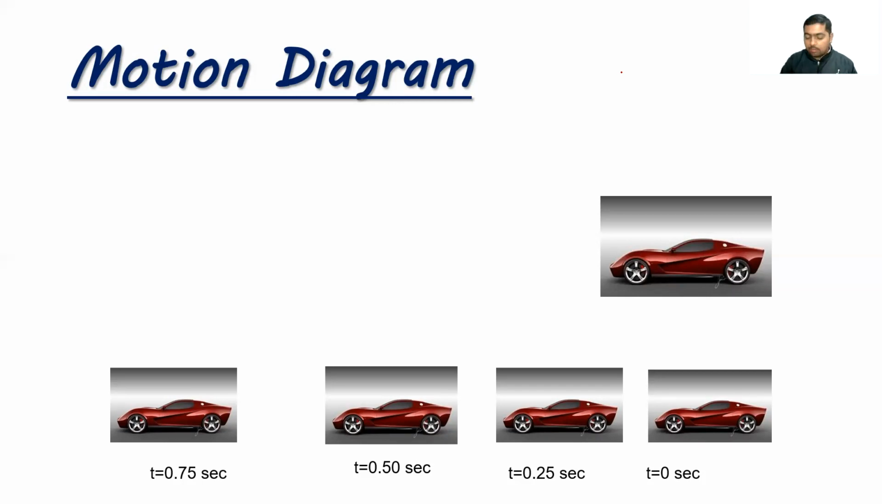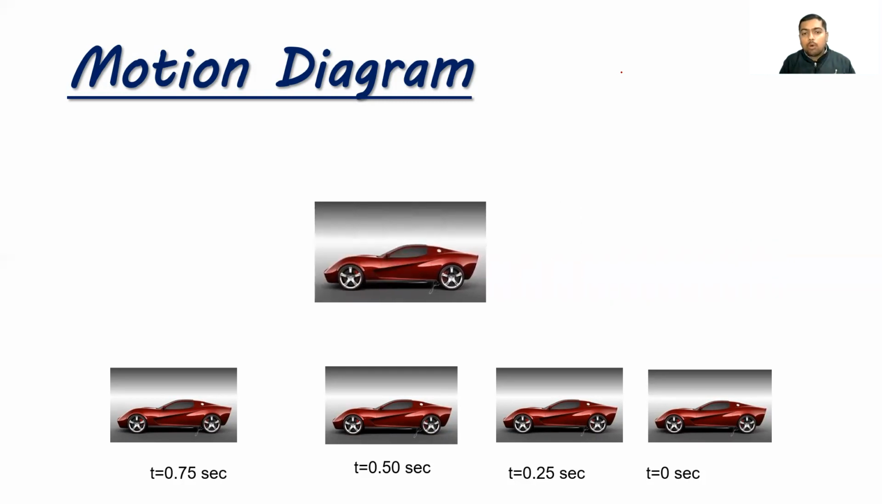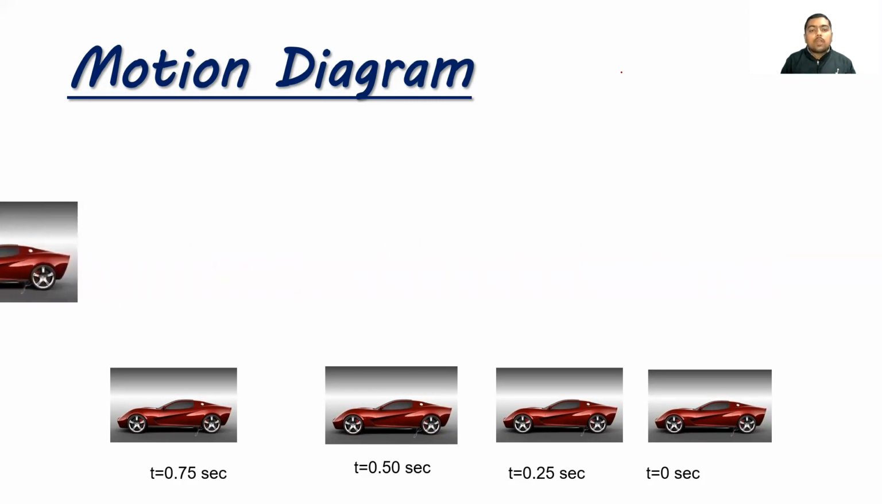Now, for this example, we see that the car is at rest. Why? Because with time, the car is not moving. But when the car starts moving with time, we call it in motion. So how can we define motion? Motion is when someone or something changes its position with time, then we call it in motion. But when someone or something is not changing its position with time, then we call it at rest.